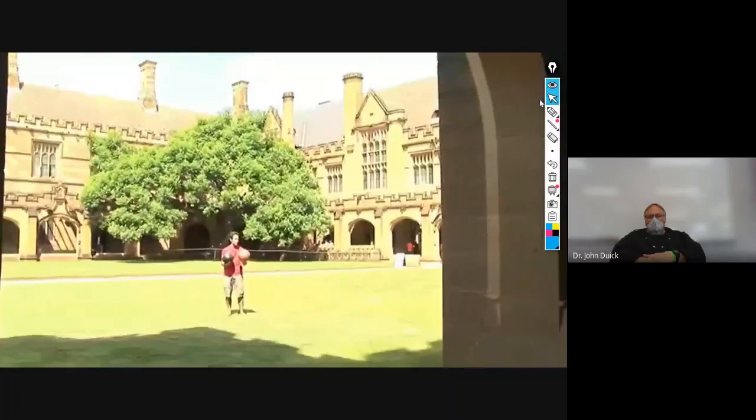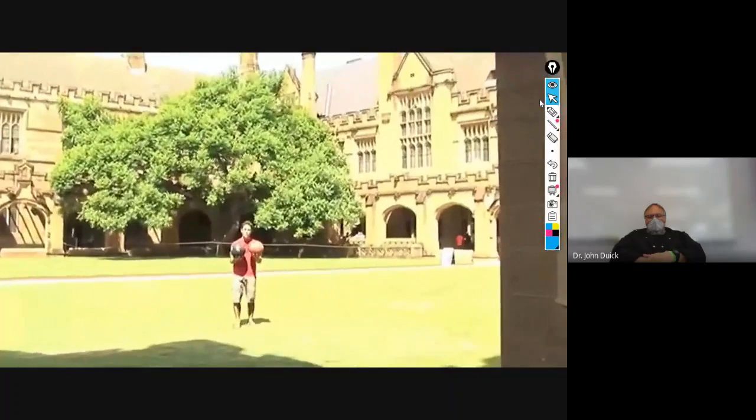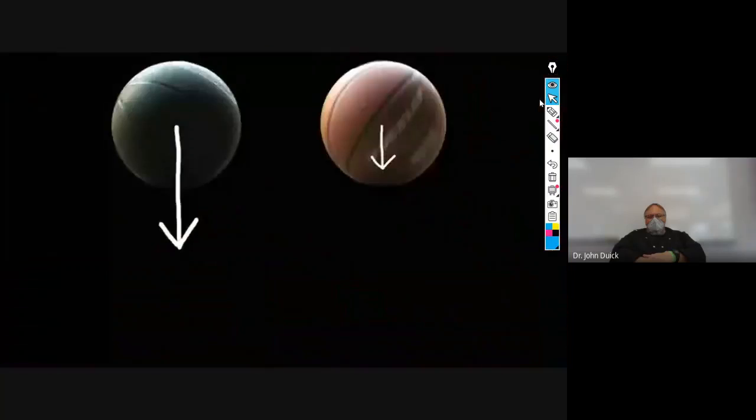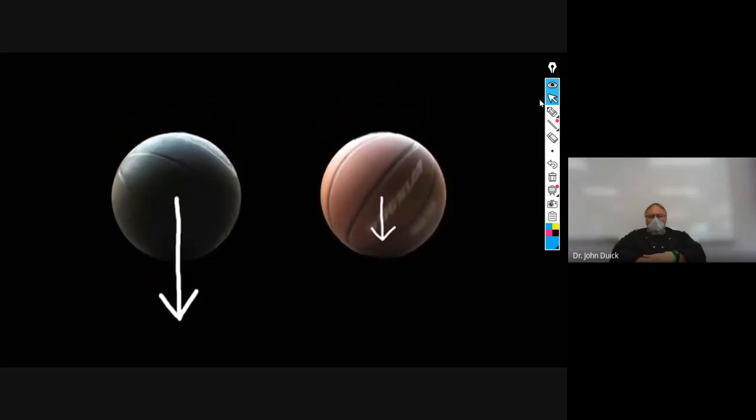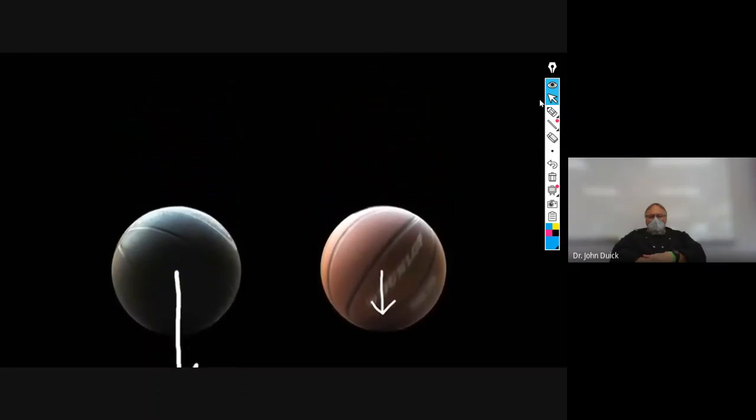Whereas the truth is, the speed of both balls is changing all the time. The balls are speeding up as they go towards the ground. That's what the force of gravity does on them. It makes them accelerate. It gets them to speed up.